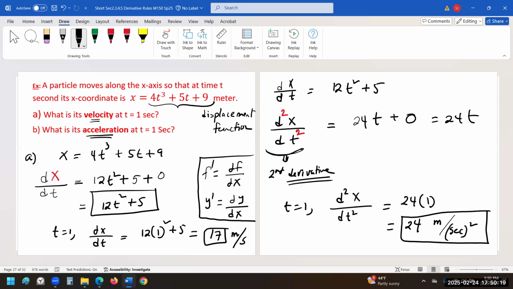Where did I get time? Because they are telling us in the equation, our x is in meters, and they're telling us what's the velocity after 1 second. So second is our time. So the first derivative has meters per second, because look at the numerator. This is the meter, and this is the second. So meters per second. And the second derivative, we still have meters per second squared. It's not meters squared, right? Because we still have the same distance.